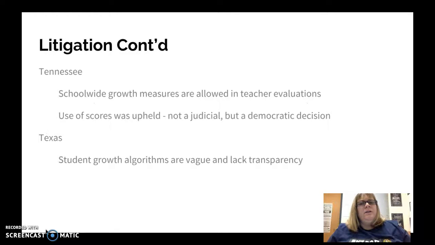In Tennessee, school-wide growth measures are allowed in teacher evaluations, and that use of scores was upheld, but it was determined by the courts that it's not a judicial decision, but a democratic decision. And so the courts are like, we're stepping out. You all need to play nice and determine what you're going to use in teacher evaluations at a district level. The courts are not going to take this over. The courts are not going to rule on this. Your state Department of Education and your teachers need to work together, as well as your districts. In Texas, it was found that the student growth algorithms were vague and that they lacked transparency, and so those are no longer being used.